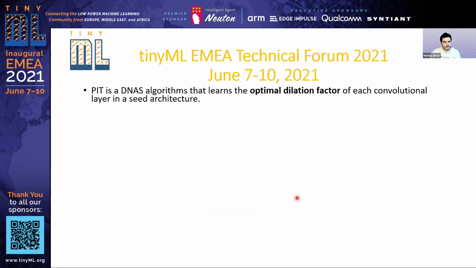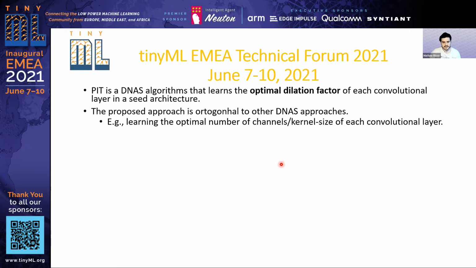Let's go to our method, PIT, an acronym that stands for Pruning in Time, which is a DNAS algorithm that learns the optimal dilation factor of each convolutional layer in a certain seed architecture. This approach is orthogonal to other DNAS approaches, which usually target the search of the optimal number of channels and/or the kernel size of each convolutional layer.